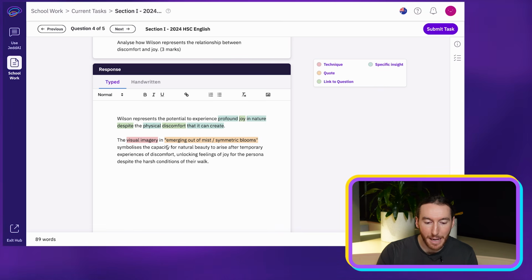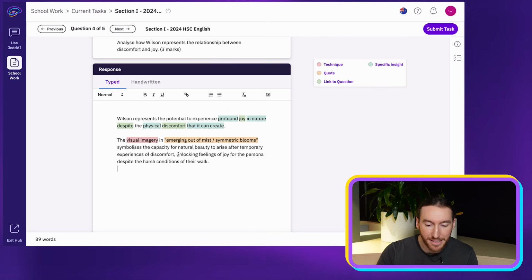So symbolizes the capacity for natural beauty to arise after temporary experiences of discomfort, unlocking feelings of joy for the persona. Notice the extension here to connect it to joy. I really want to hit joy and discomfort in every sentence. Unlocking feelings of joy for the persona despite the harsh conditions of their walk. Okay, so it still says the despite again, but it's a little bit more specific now. It addresses the fact they're on a walk. That's great, that's all you need.